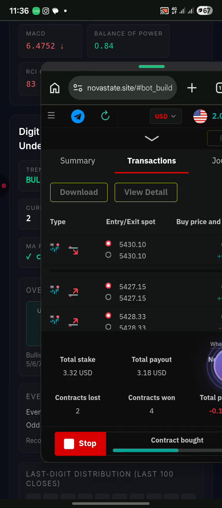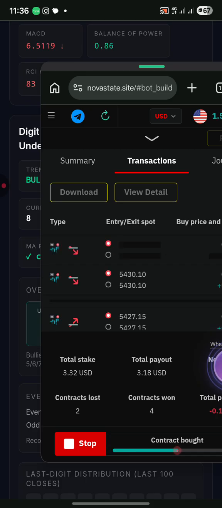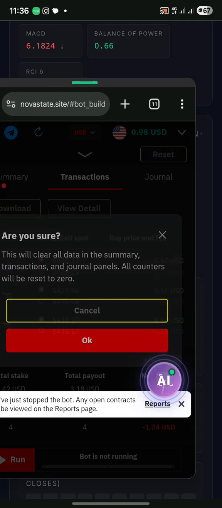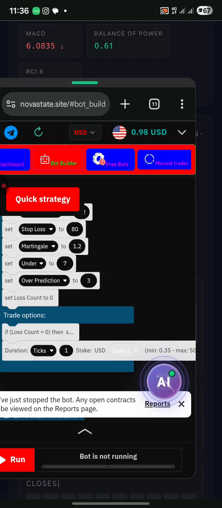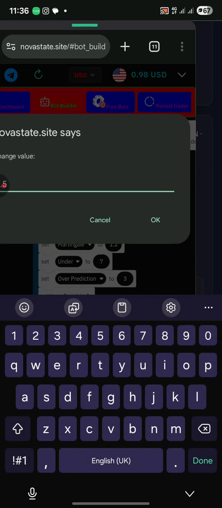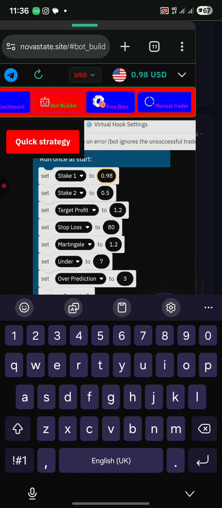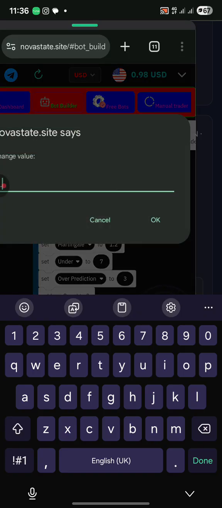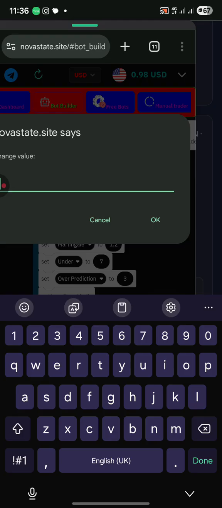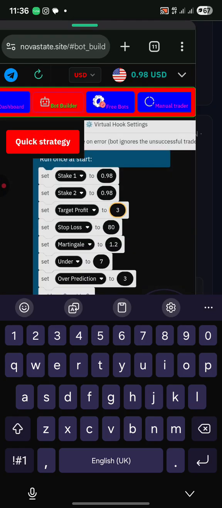Win. Loss. We are on a loss, but we can't keep going like this. Our stake is almost gone, but we can't do it like this. We need to go full margin. Take profit 3.